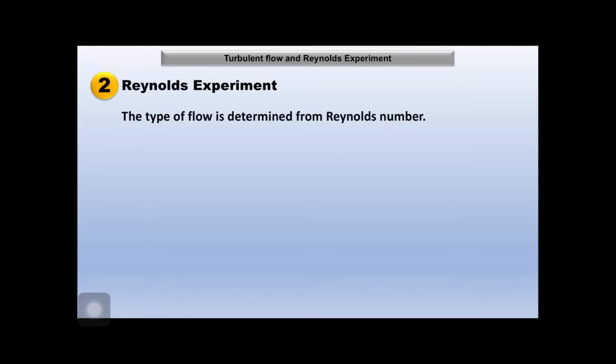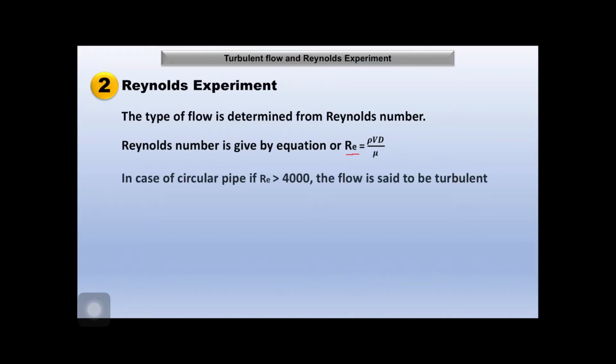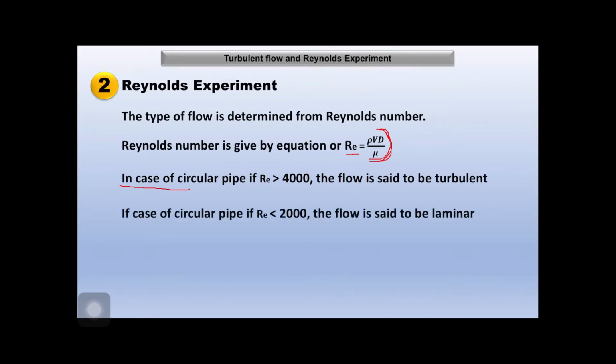That number is called the Reynolds number, and it is given by the equation Re equals rho V d by mu. So when we put in the values of these quantities related to fluid flow parameters, if you get a value of Reynolds number more than 4000, that flow is said to be turbulent flow, and this case is for the circular pipe. Similarly, if the value of Reynolds number is less than 2000, then the flow is said to be laminar.